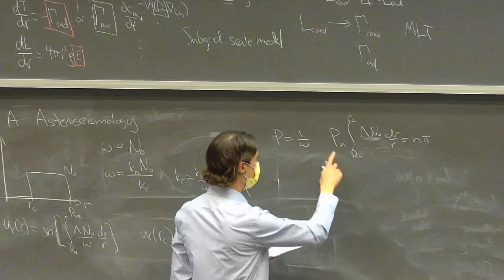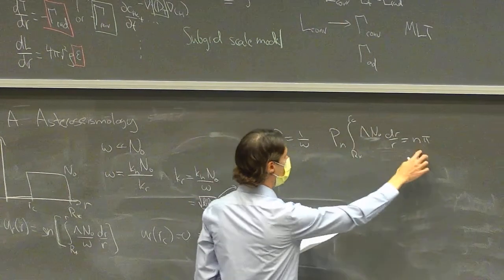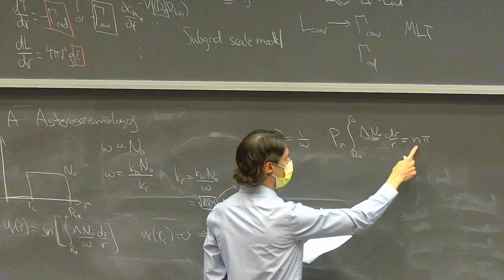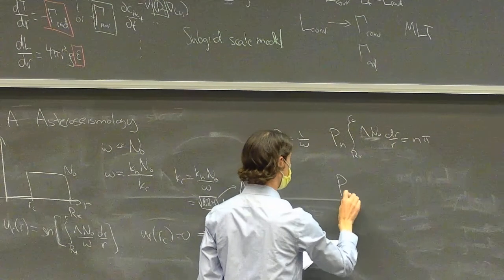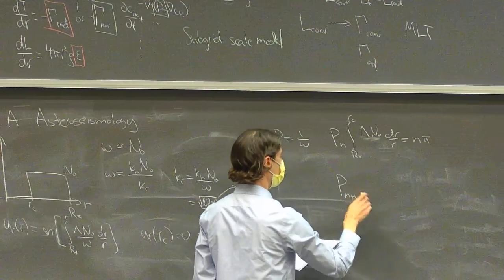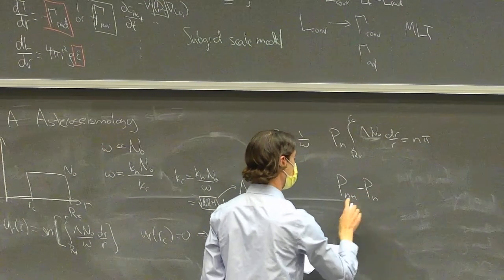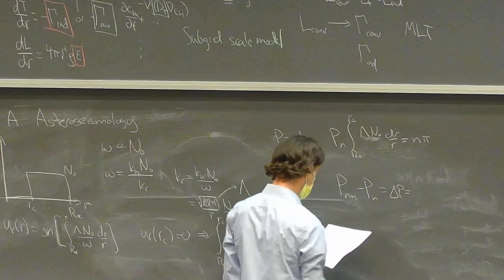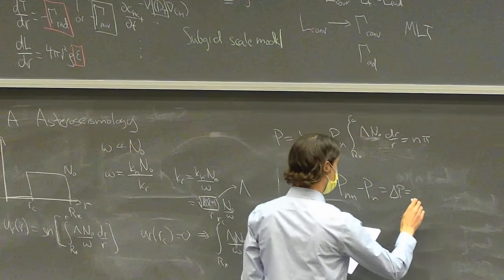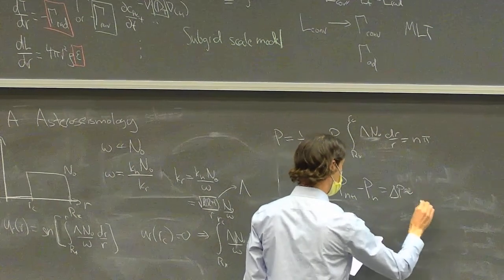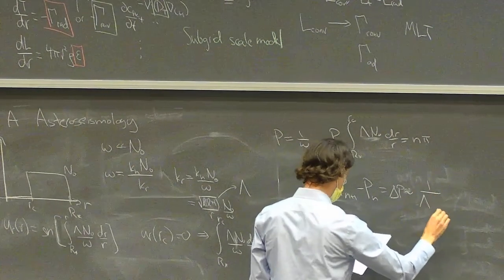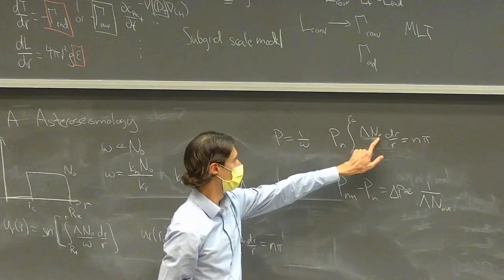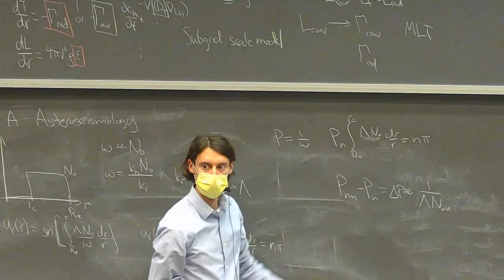And what's nice about this is that you can just divide this, and you can see that when n changes, it's only this value here that changes. So you can write the difference between the period of two adjacent modes, so that's Pn plus 1 minus Pn. That's delta P. I'll just say that it's proportional to 1 over lambda times the average of the buoyancy frequency. Okay?